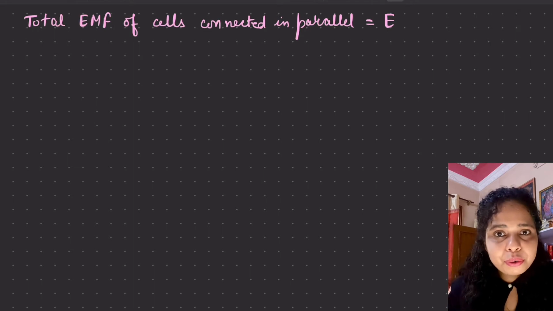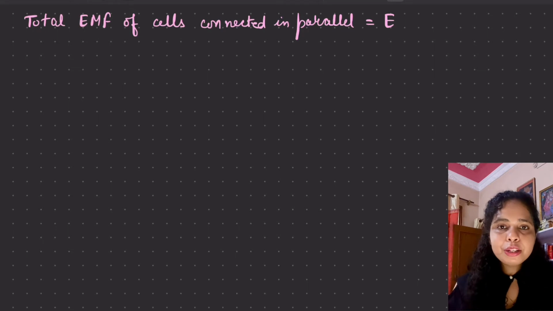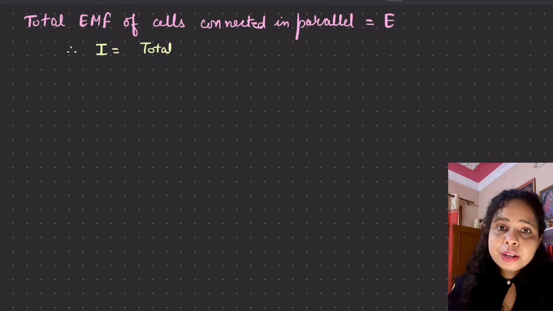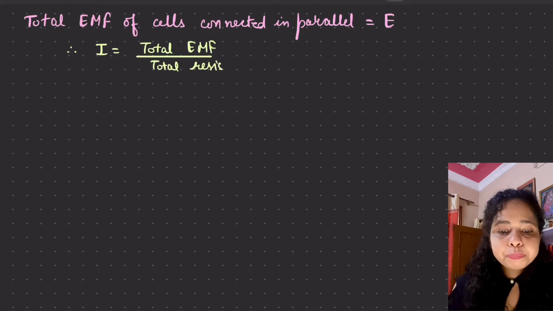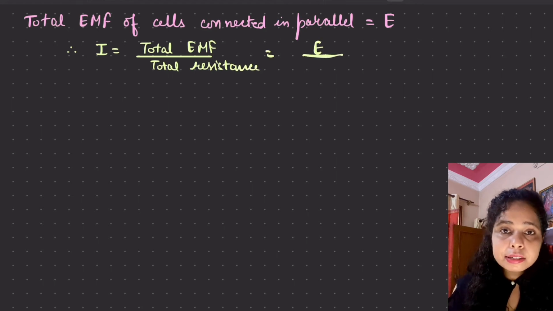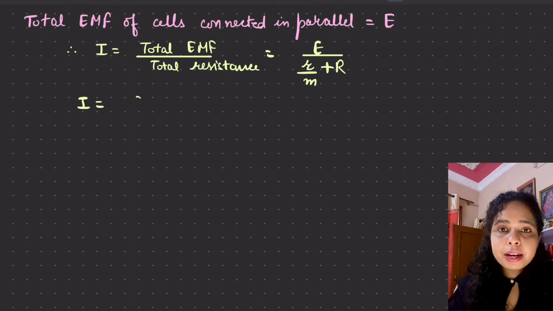Now EMF is not going to be added up, it will remain the same. So the total EMF of the circuit is going to be capital E only. Therefore the total current flowing through this circuit is equal to, I is equal to total EMF upon total resistance of the circuit, that is E divided by r upon m plus capital R. So we have I is equal to E upon r by m plus R.